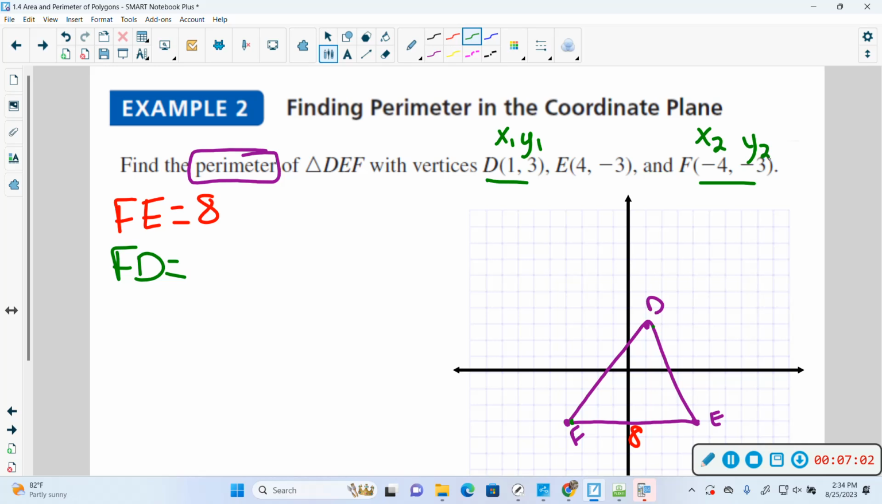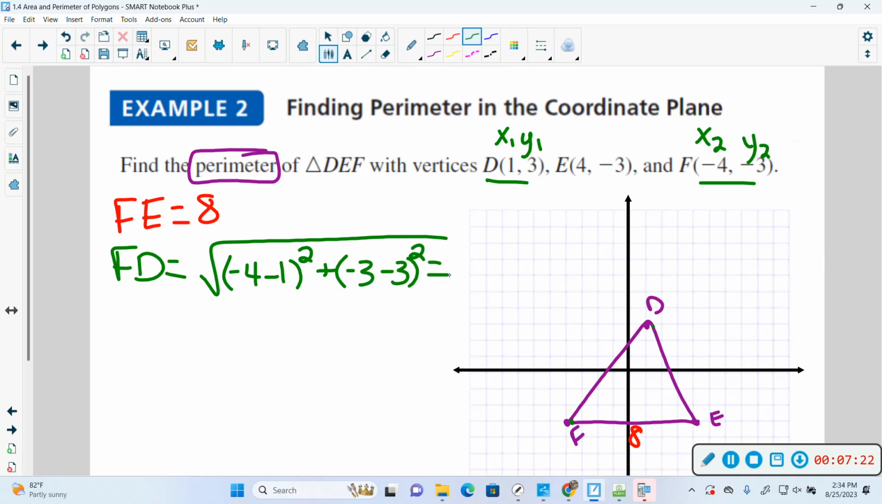I'm just going to label them. And just like in the warm-up, I'm going to punch it in the formula, which again is at the bottom of the board over there on the side. x2, -4, minus x1 squared. y2, -3, minus y1 squared. So punch that in. We're just going to round everything to 1 decimal place today to make our lives easy.